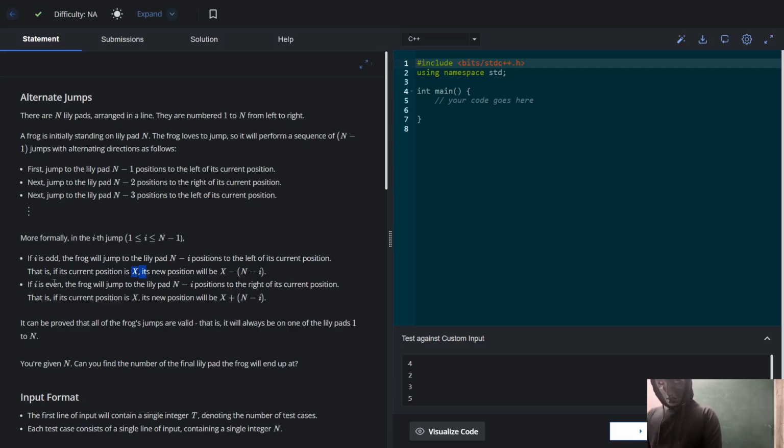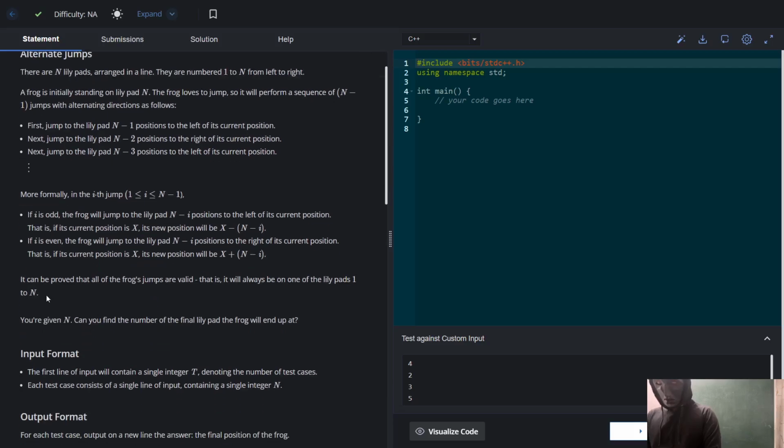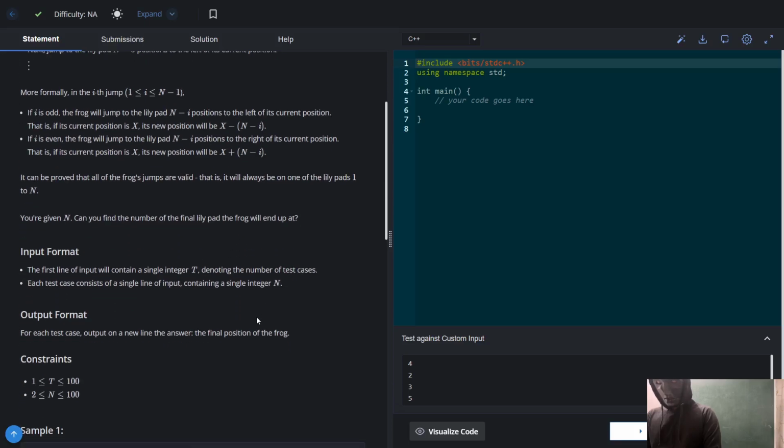And if i is even, then the frog will jump to the lily pad n minus i positions to the right of its current position. So when moving to the right, the position increases to x plus (n minus i). It can be proven that all the frog's jumps are valid, that is, it will always be on one of the lily pads from 1 to n. You are given n; can you find the number of the final lily pad the frog will end up at? They have given test cases, and for every test case we have an integer n.